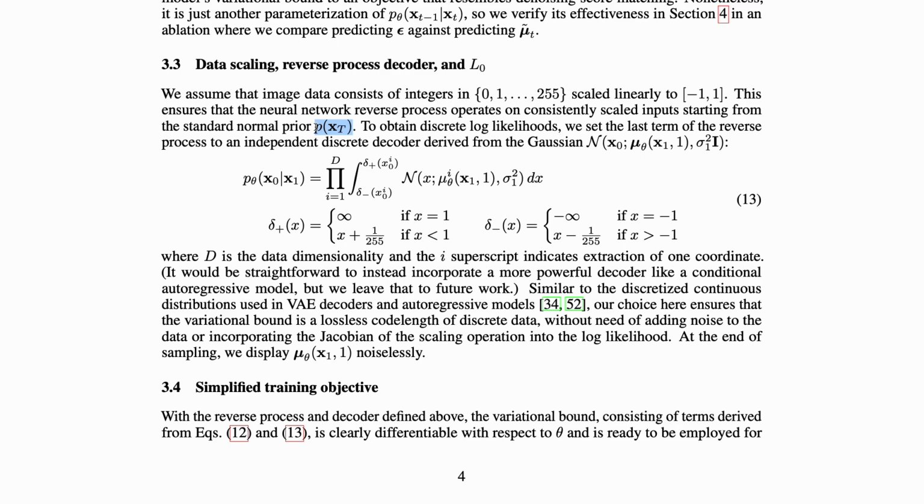To obtain discrete log likelihood, we set the last term of reverse process to an independent discrete decoder. Reverse process is the generative process actually, an independent discrete decoder derived from Gaussian. Okay. Where D is the data dimensionality and the superscript i indicates the extraction of one coordinate. So it extracts one coordinate, then another, and it does it for each of the D dimensions. It takes the product to output this.